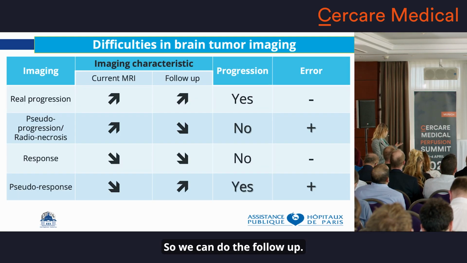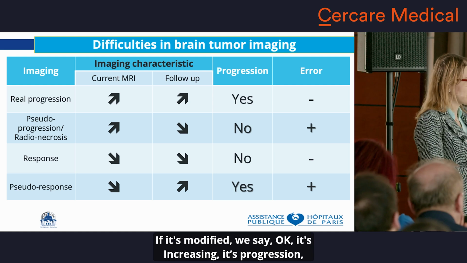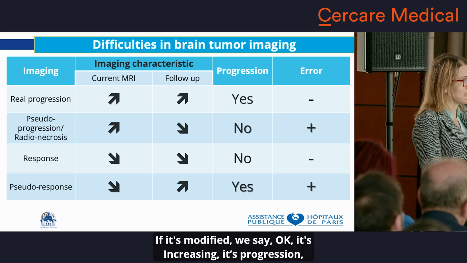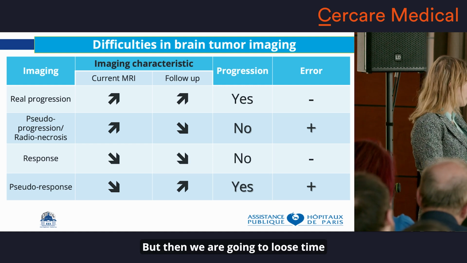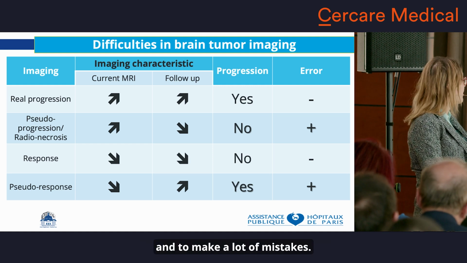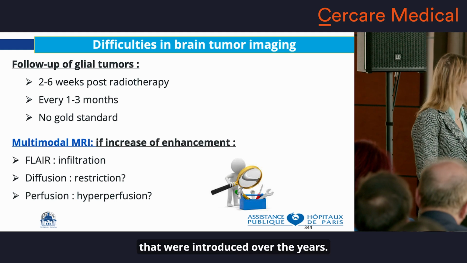So we can do the follow-up, usually with RANO. We're doing follow-up, we're looking at the lesion. If it's modifying, we say, okay, it's increasing, it's a progression, it's decreasing, it's not a progression, but then we are going to lose time and to make a lot of mistakes. So there were a lot of different markers that were introduced over the years.